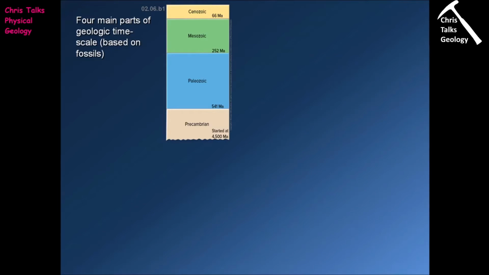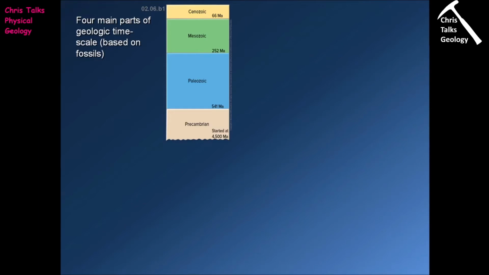So one of the things you're thinking about is, well, hold on a second, this is great, you've split up geologic time, but why have you split it up like this? Well, the 4 main parts of the geologic timescale are based primarily on fossils. One of the things that a geologist can identify relatively easily in the rock record are fossils. And so what we can do is look for when a fossil either appears or disappears, and we can use this to define a boundary.